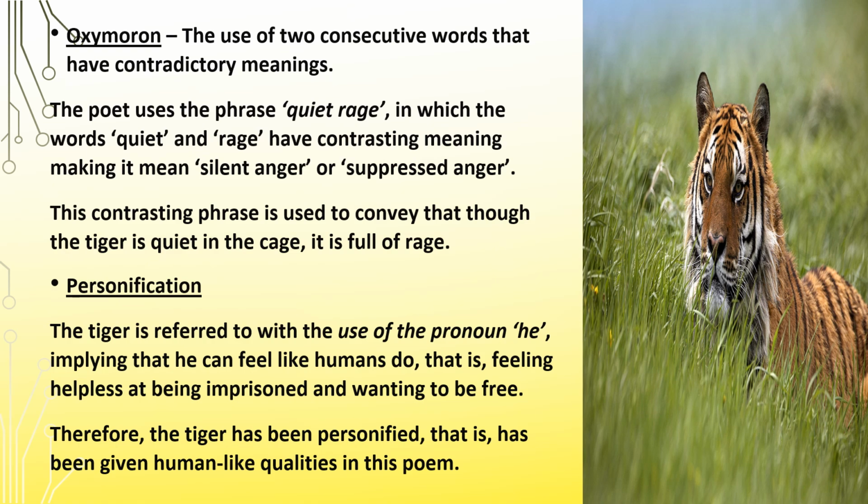So the next poetic device which we are going to discuss is oxymoron. Oxymoron, students, you very well know, is the use of two consecutive words that have contradictory meaning. So just have a look at the first stanza, the last line. In his quiet rage. Quiet is very calm, and rage is anger, excessive anger. So here the two contradictory words, quiet and rage, is oxymoron.